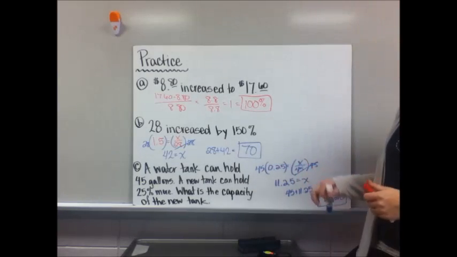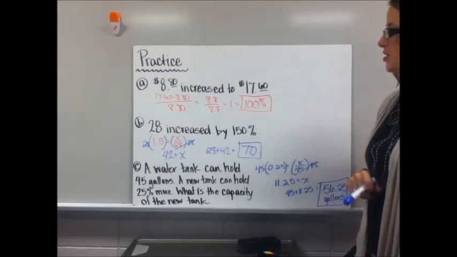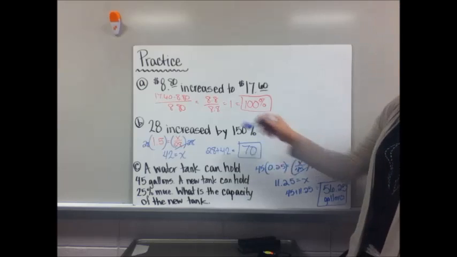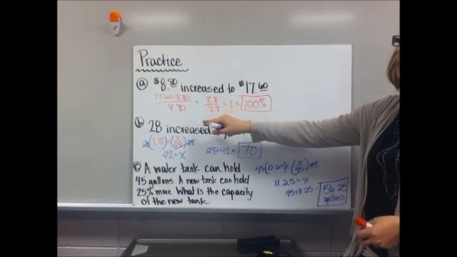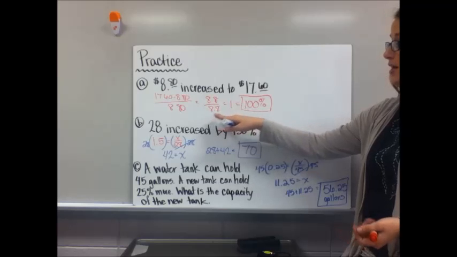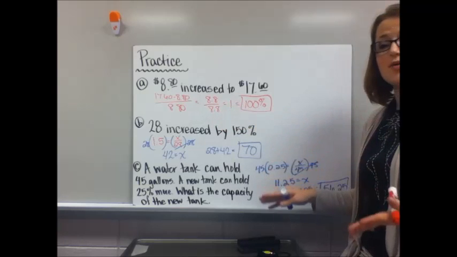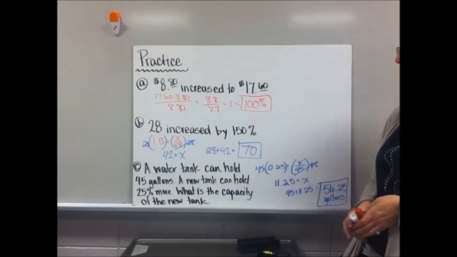Okay, on part A, $8.80 increased to $17.60. I found the amount of change. I subtracted the two amounts. The change was 8.8, which is the same as the original. When you divide those, you get one. This is like what I was talking about. It's a 100% increase. The amount doubled.